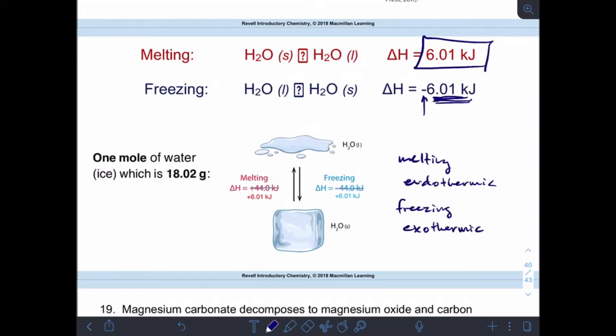The difference is the sign. That negative sign tells me which direction the heat is going. Is the heat going in or going out? So opposite processes have the same magnitude but opposite sign.